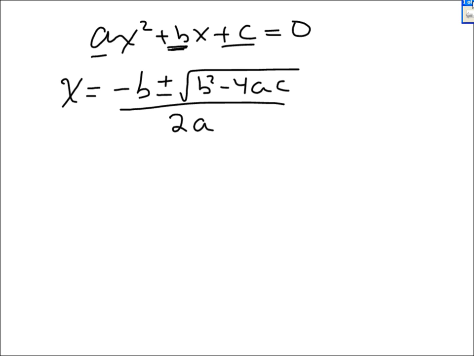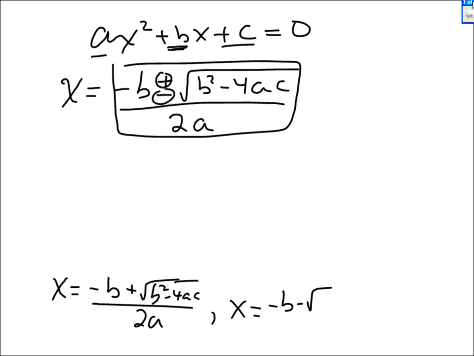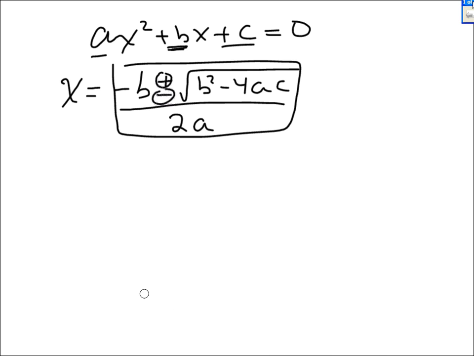Now, this here is shorthand notation for two numbers. One number is negative b plus the square root of b squared minus 4ac all over 2a. The other number is with the minus: negative b minus the square root stuff all over 2a. So that represents two numbers. One with the plus sign, another one with the minus sign. Two numbers.